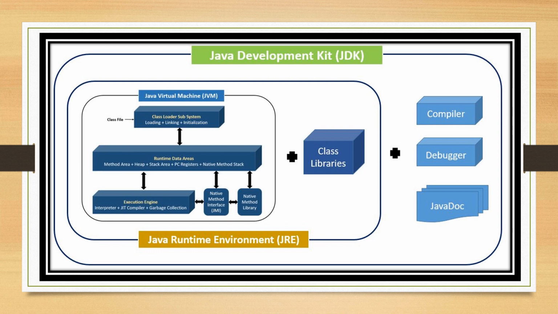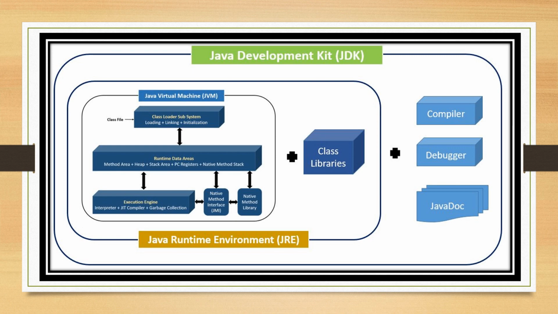This is the component of JDK. JDK contains the JRE plus Java development tools, which includes the compiler, debuggers, and Java docs. The JRE contains the JVM plus class libraries. JVM contains the class loader subsystem, runtime data areas, and execution engine. Here the class loader subsystem performs the loading, linking, and initialization.